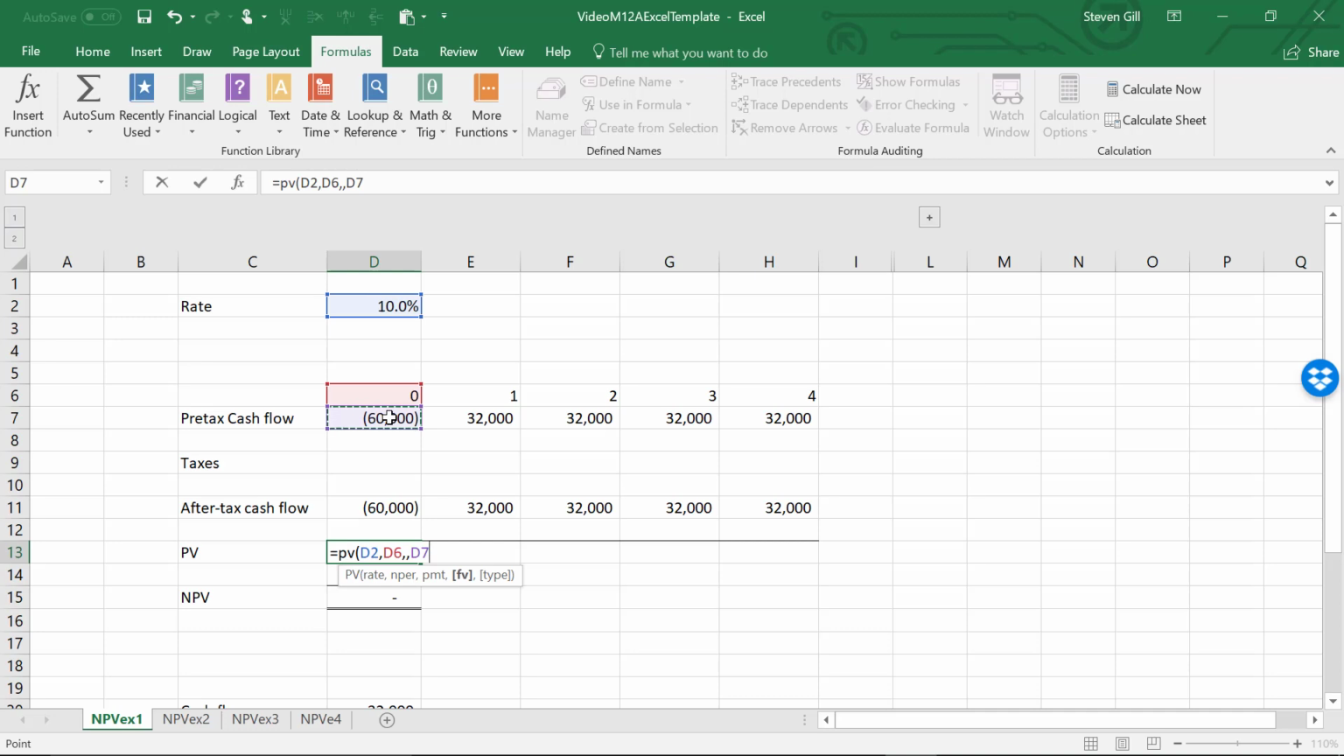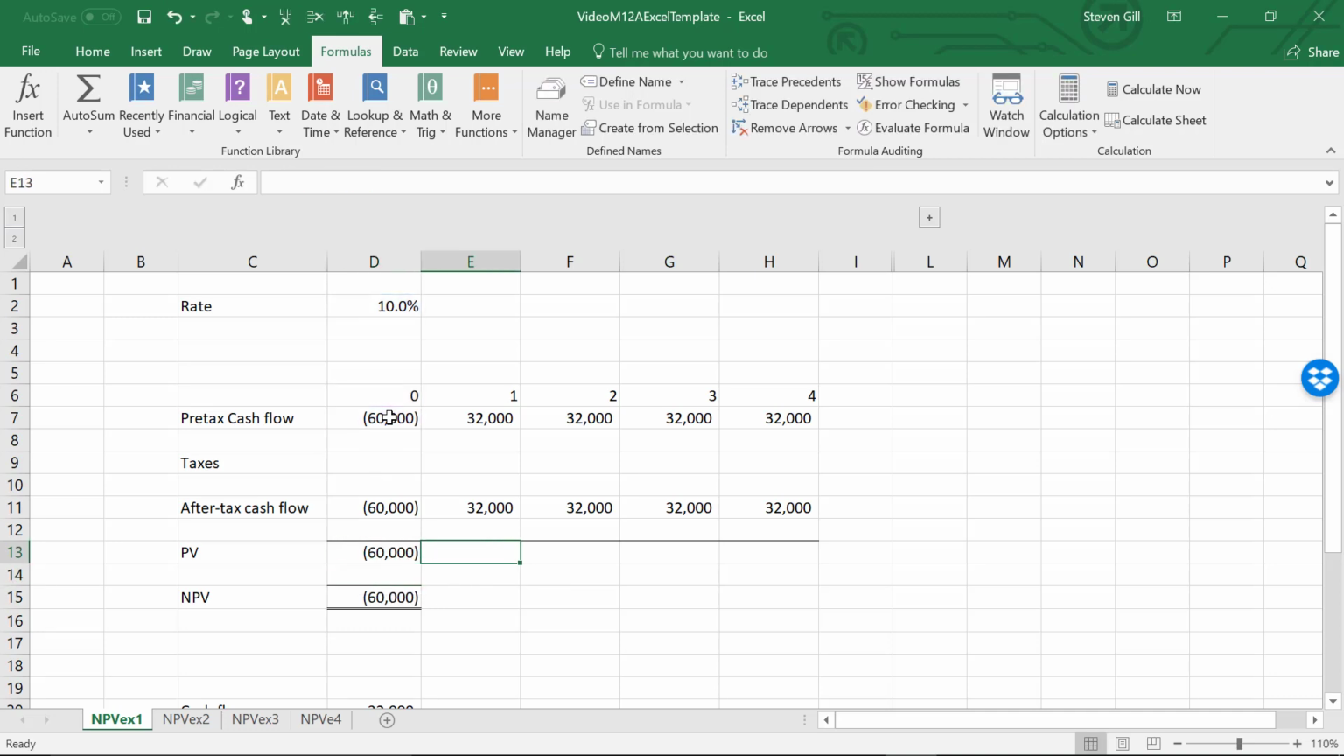Now, what do you suppose the future value of $60,000 is? If I discount it back at 10% for no periods at all, it's $60,000. Okay, what I want to do, and we've seen this before, is I want to treat present value as an outflow. So I'm going to make that negative.